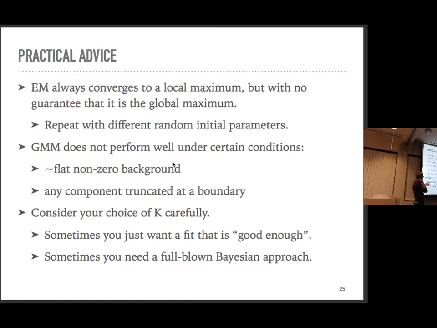So in that case it's fine to use BIC or even just to say I'm going to just work with 10 Gaussians. But then sometimes you really need a full-blown Bayesian approach, so you should be aware of what that entails. It is doable, but it's a lot more work.